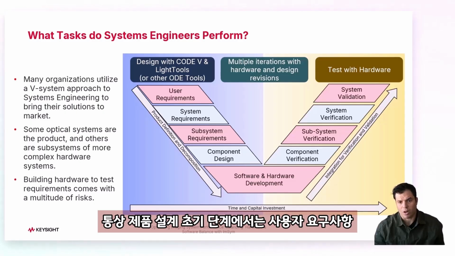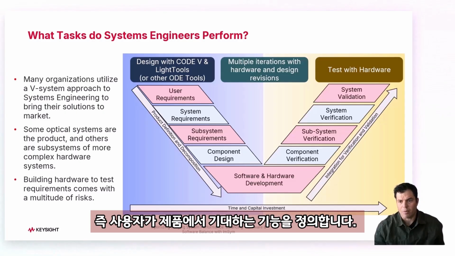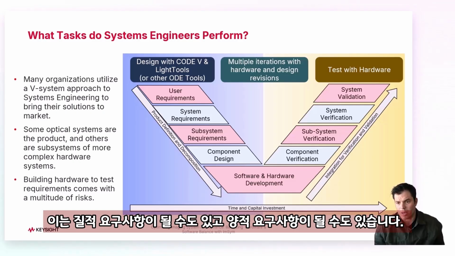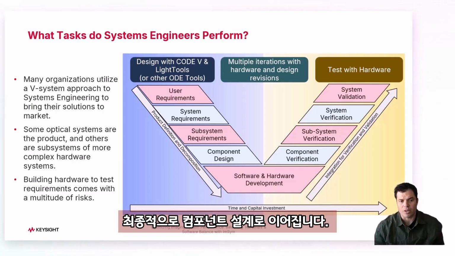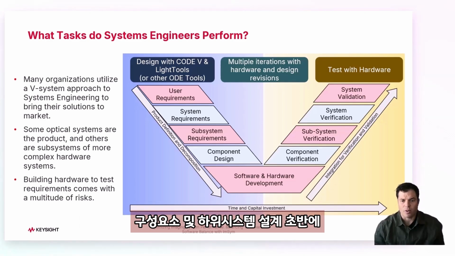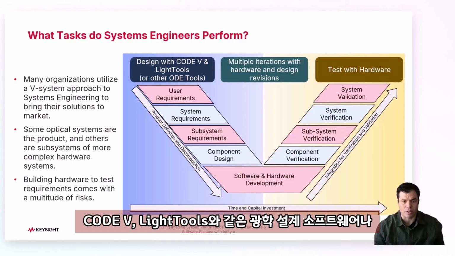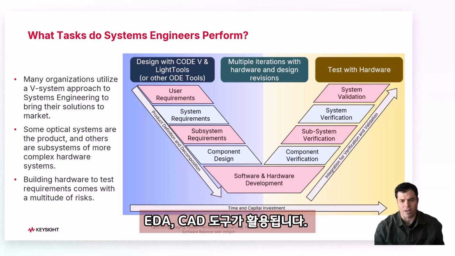Traditionally, when we start off in our product design, we'll end up establishing what we would call user requirements, or what the product needs to do for the user. These requirements can either be qualitative or quantitative. Teams will use these user requirements to break down system requirements, subsystem requirements, leading eventually to component design. In the first portion of these component and subsystem designs, teams will use software packages for their design work, including lens design software such as Code 5 and Light Tools, or other software such as EDA or CAD tools.